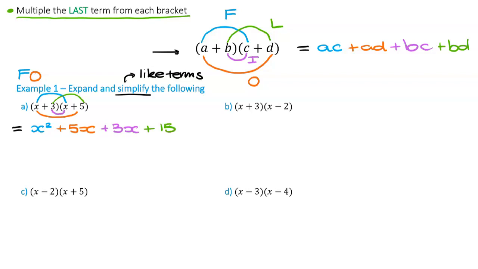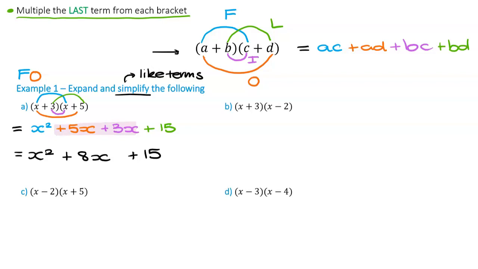Now you might be tempted to go to the next question, but what do you notice here? We have a pair of like terms, 5x and 3x. So writing this in the end, the x squared and the plus 15, they're just going to hang out. And 3x and 5x, that's going to get put together to become 8x. So our final answer there is x squared plus 8x plus 15.